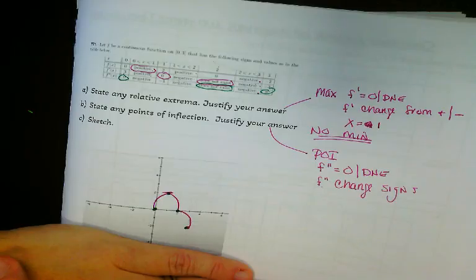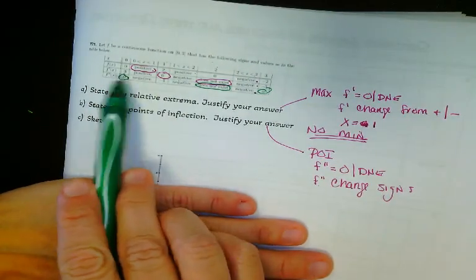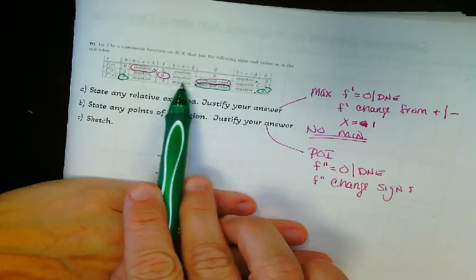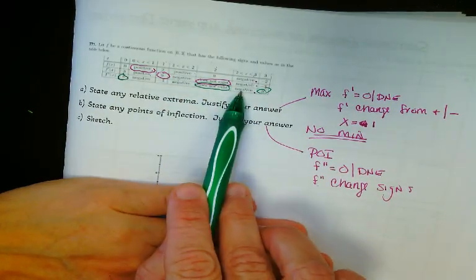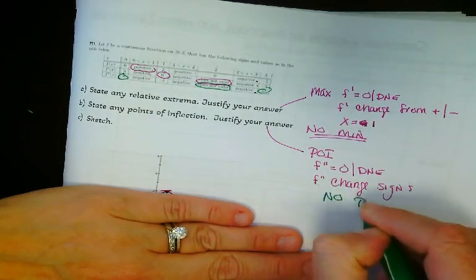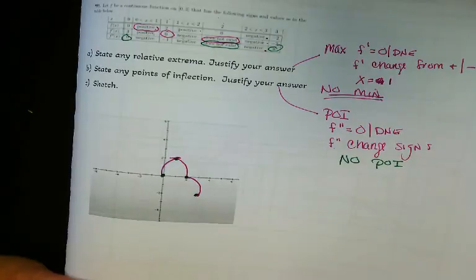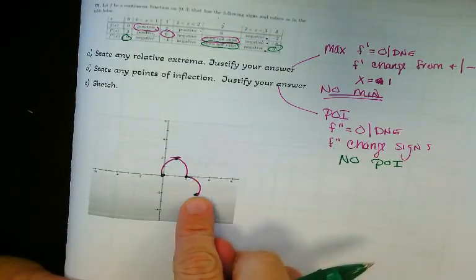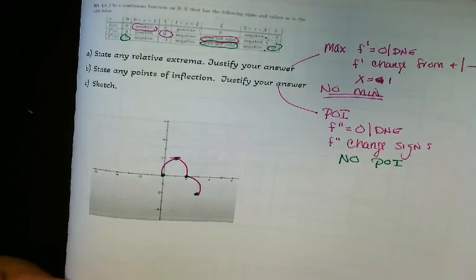Does the second derivative change signs here? Well, can I say it changes signs here? No. Does it change signs here? It's negative to negative. So I'm going to say there are no points of inflection. Now visually, does that make sense? The entire graph is concave down, so that should make sense. There are 0 points of inflection. Nothing is changing signs. Okay.